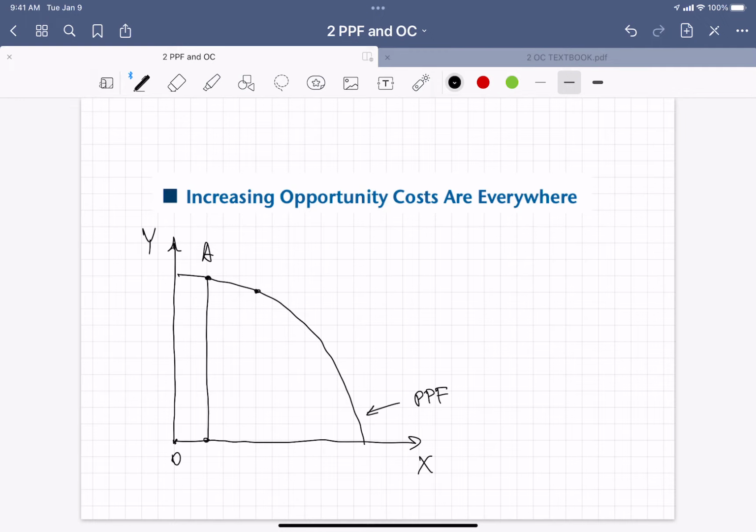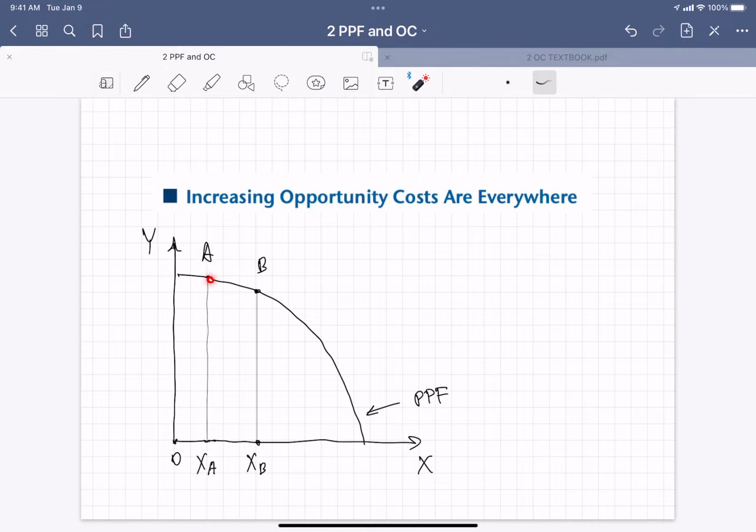increase your output of good X from this amount, right? Again, remember this distance, or whatever number you get here, tells you how much you were producing of good X at point A. And as you go into point B, you are increasing your output of good X. So this is XB, this is XA. And let me actually make this line a bit thinner. Okay, so you're increasing your output of good X by going from this point to this point.